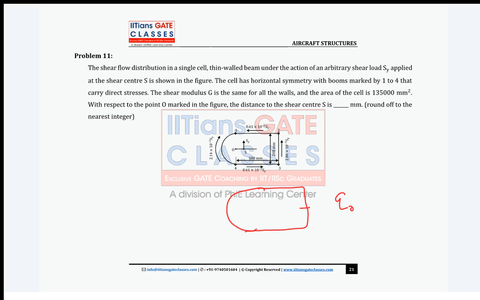It's quite lengthy, so we are not going to do it. Your examiner also understands this. They gave this closed section, but they gave the shear flow already. So read this question, what it says, guys.